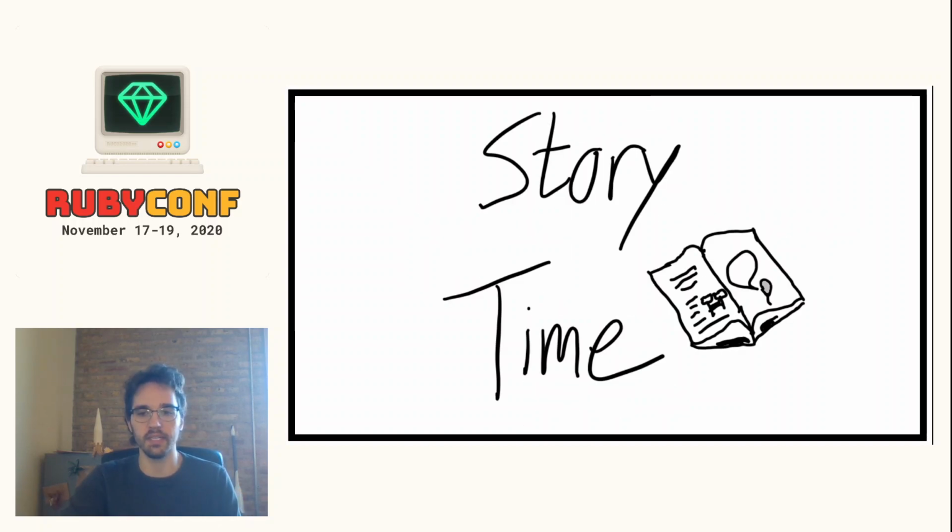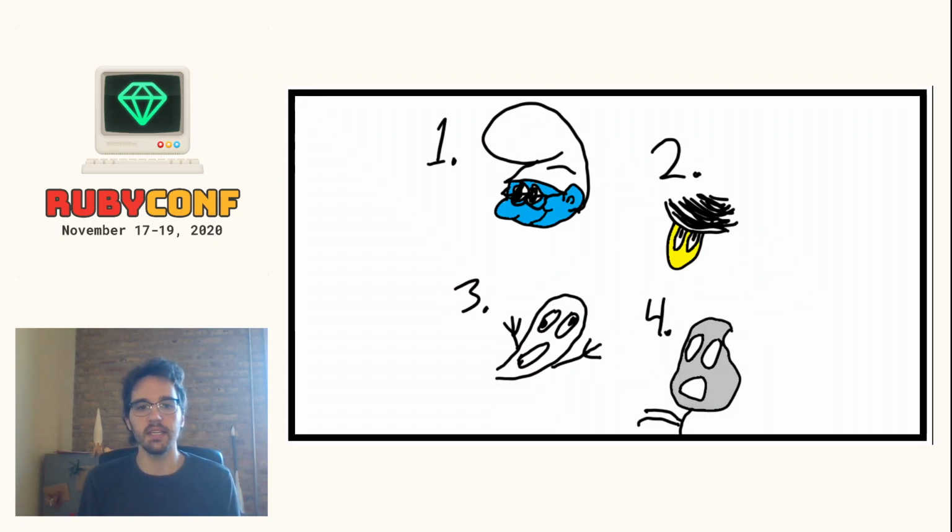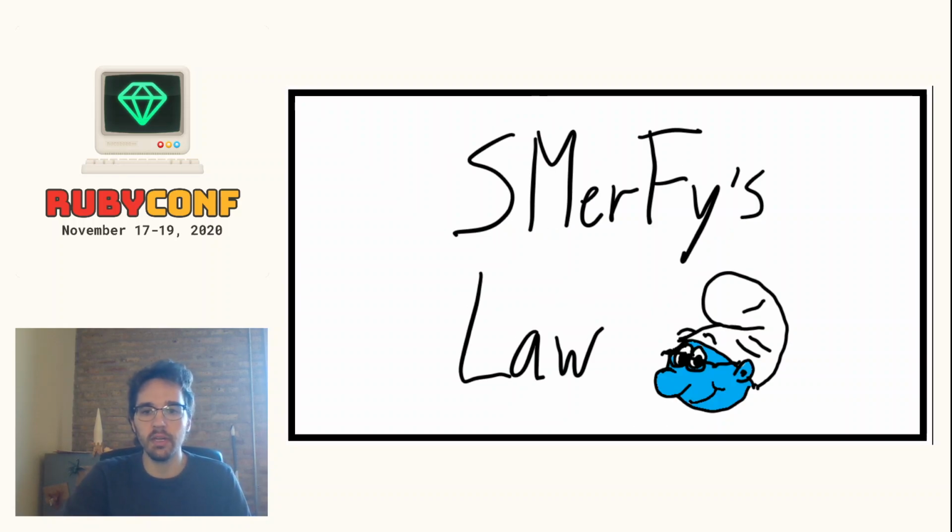And now for story time. I'm going to tell you 4 stories, each of which is a moment during my career when I came across a race condition and it caused some kind of bug. It might have been a bug in a test or in some monitoring tools, but in each of these cases, there was a race condition, and I'll tell you how we found the race condition, what kind of impact it had, and what we did to fix it. So story number 1 is called Smurfs Law.